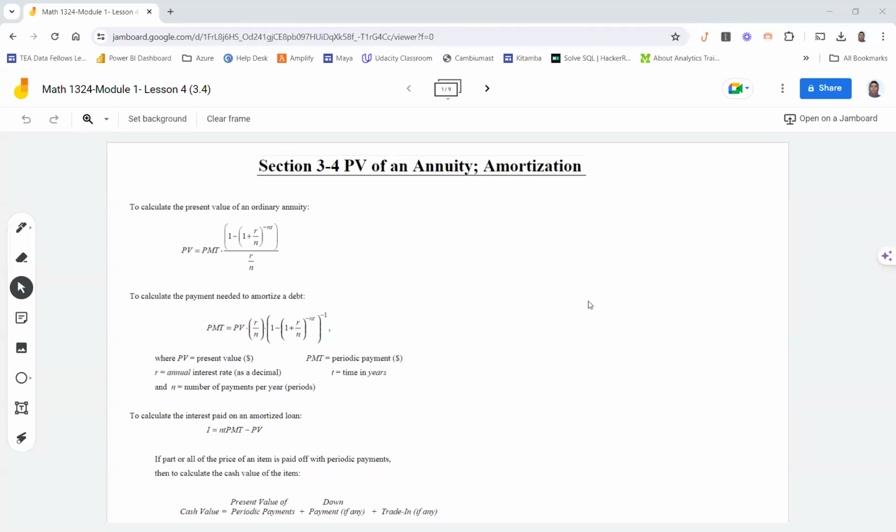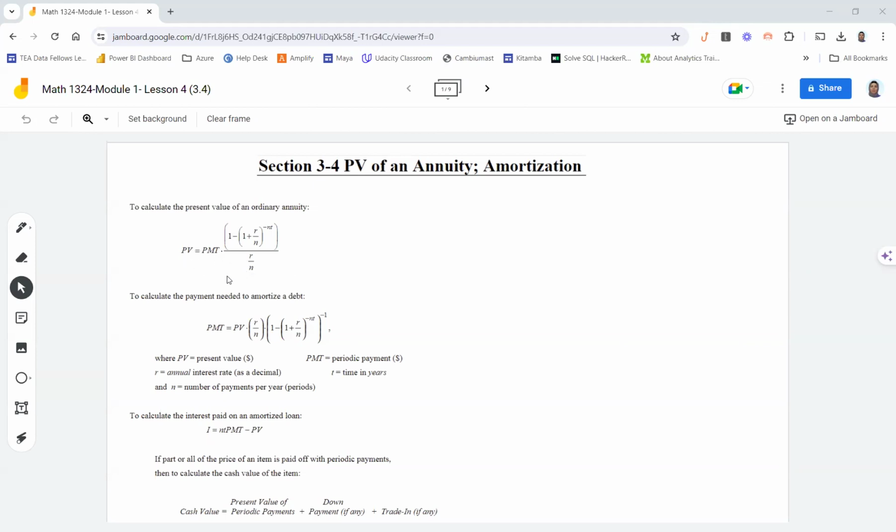Okay, with this video, we are going to look at our homework questions for section 3.4, which is called present value of an annuity. In other words, it's amortization. So we want to just take a look at our formulas again.